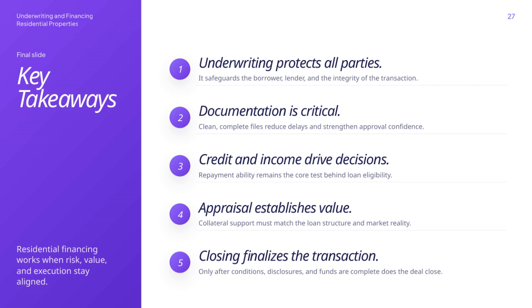Third, having clean and complete documentation is essential. Well-organized files help reduce delays and build confidence in the approval process. Fourth, the decision-making centers on creditworthiness and income. Assessing the borrower's ability to repay is the cornerstone of any loan eligibility evaluation. Fifth, the appraisal process establishes the property's value. This step ensures that the collateral adequately supports both the loan structure and current market conditions.